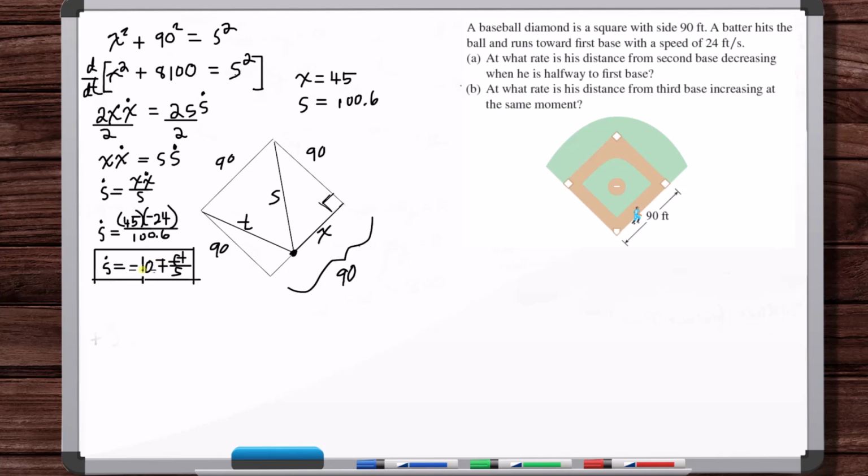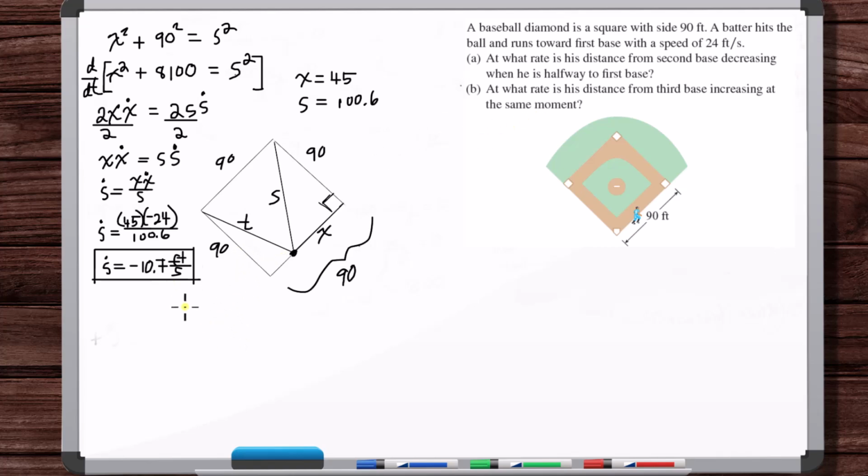This is negative. Does that make sense? Yeah, this length is getting shorter. It's approaching 90. Okay, at what rate is his distance from third base increasing at the same moment?